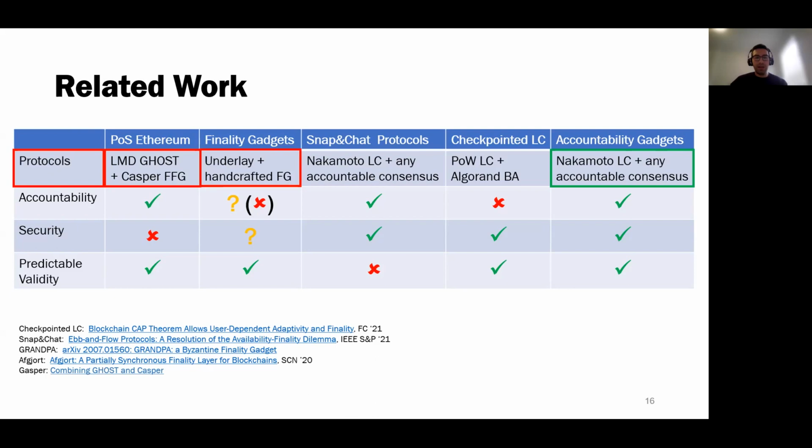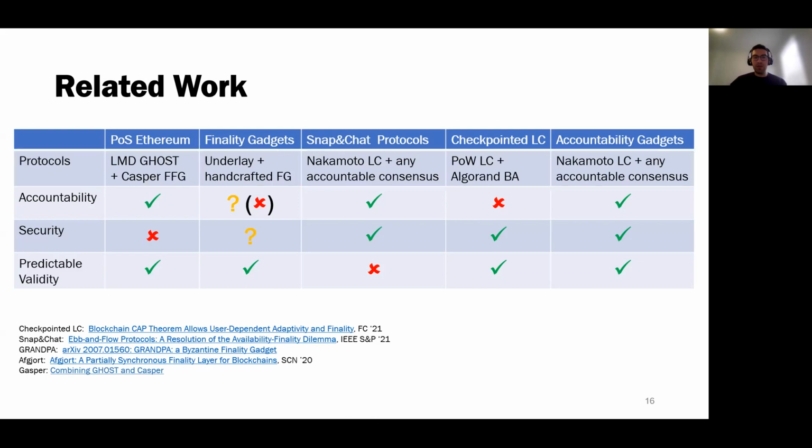In a similar vein, many of the finality gadgets deployed by industrial projects use handcrafted finality gadgets. The same holds true for checkpointed longest chains, which uses Algorand BA as its finality gadget. Thus, these other protocols do not provide the same versatility as accountability gadgets. We also observe that the analysis of the checkpointed longest chain uses proof-of-work longest chain protocol, whereas accountability gadgets analysis holds for proof-of-stake longest chain protocols as well.